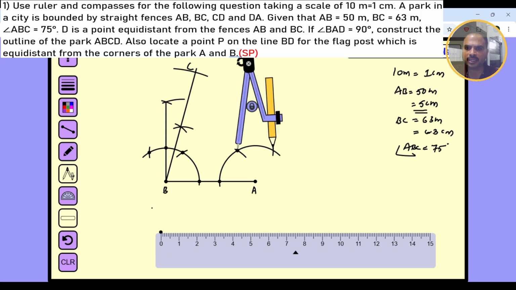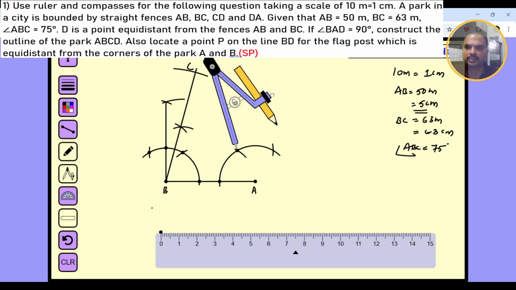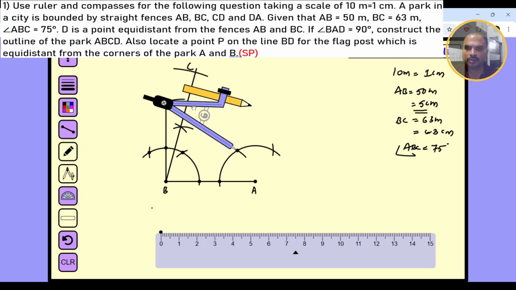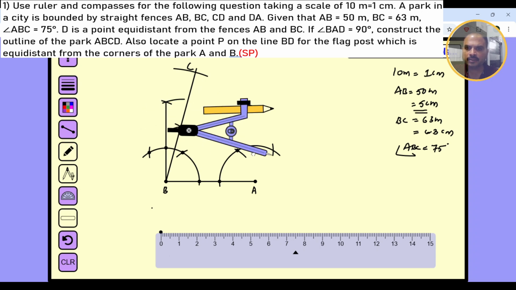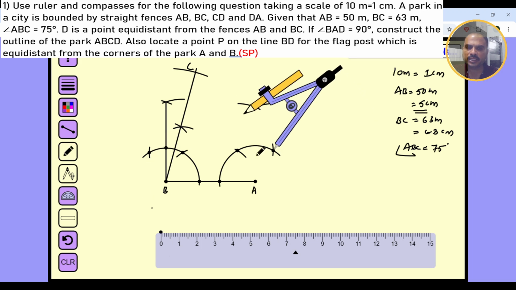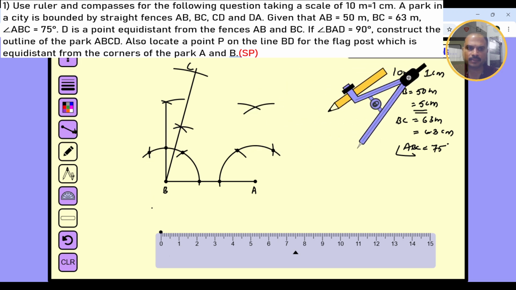Usually whenever they are asking questions on loci, they'll combine the construction on circles, then the loci. Very rarely the alone concept of loci will be asked. It will always be combined with the concept of circles. Okay, so this is the 90 degree line.